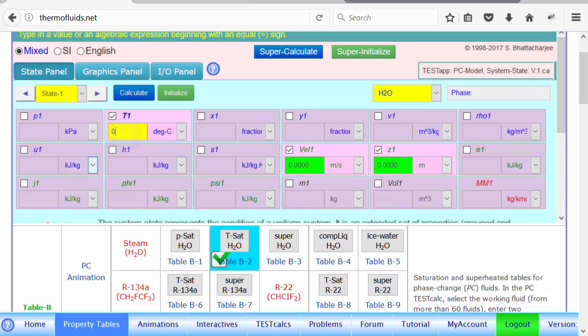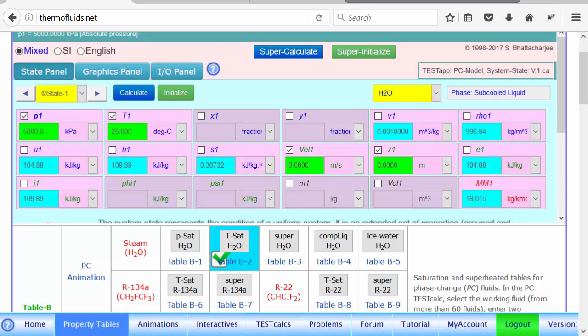To verify these answers, we go back, follow the same test step, and we know the temperature is given to be 25 degrees Celsius and pressure is given to be 5000 kPa, and we found entropy to be exactly what we found manually, and you can see the enthalpy is also very close to what we just got.